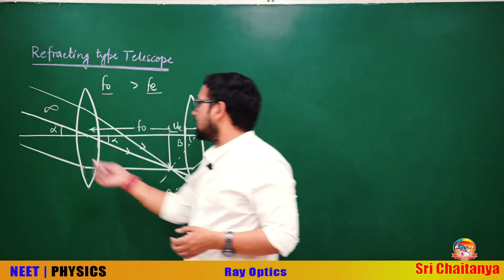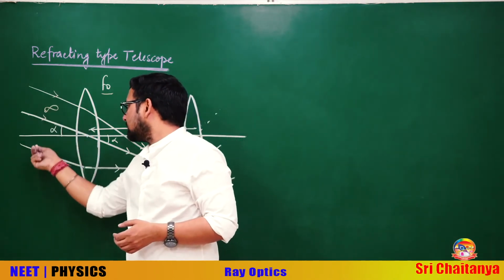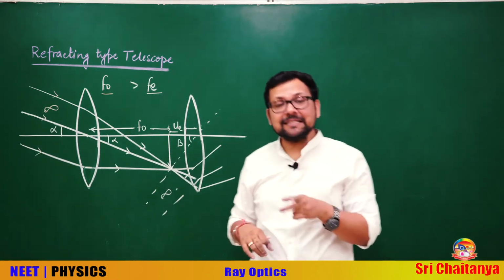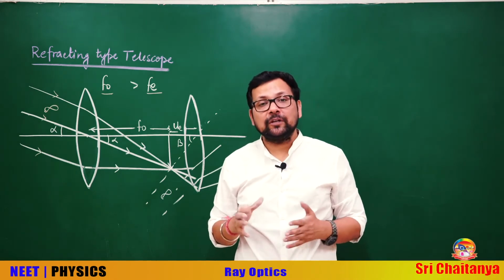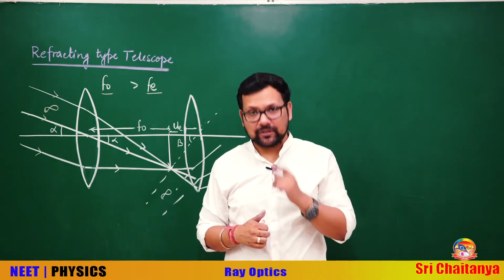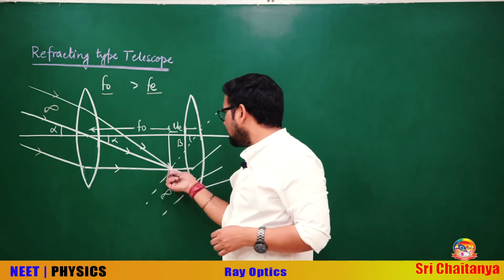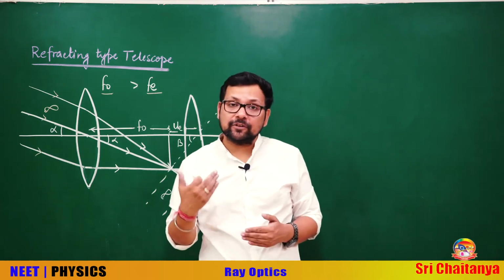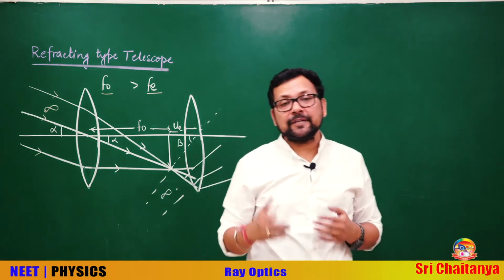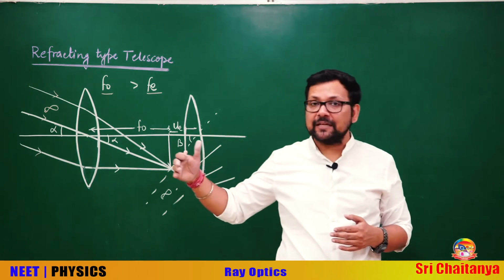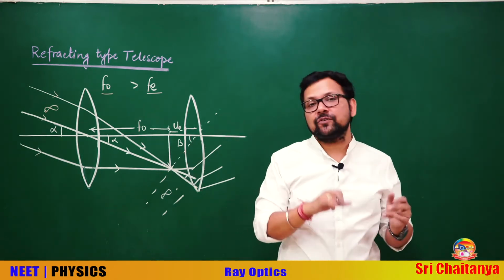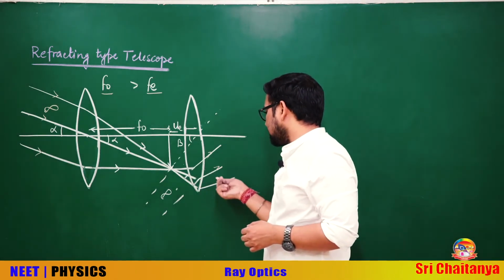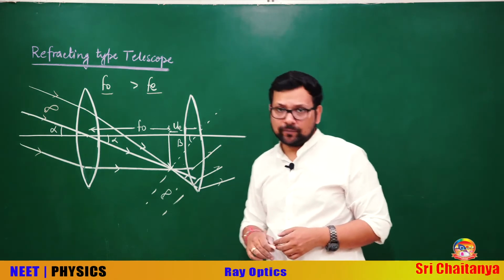So, here light rays are coming from infinity, and students, if the object distance is infinity, what will be the image distance? Focus. So, you can see the image here is at f naught. Now, again this is a case of successive refraction. The image formed by that objective will act like an object for the eyepiece. So, this is acting like an object for the eyepiece, and then the final image will be formed.